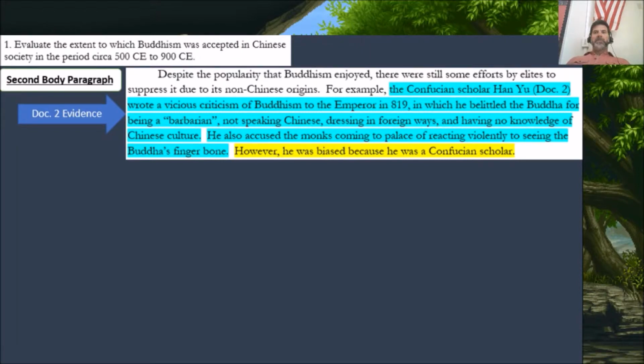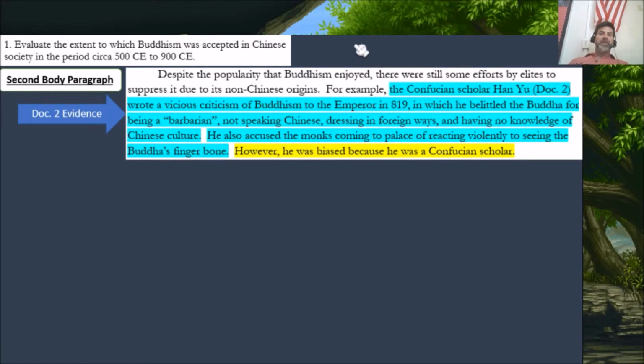So now we're going to transition into our second body paragraph. So in the first body paragraph, we talked about the first part of our argument, how we saw that there were many people who accepted Buddhism in China and were willing to defend it from attack and so on. But now we're going to show the other argument that is part of our evaluation, that despite this popularity, there were still some efforts by elites to suppress it due to its non-Chinese origins.